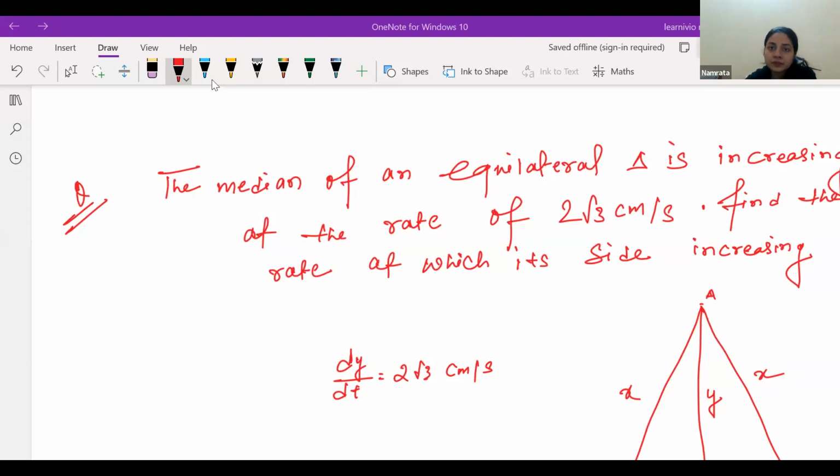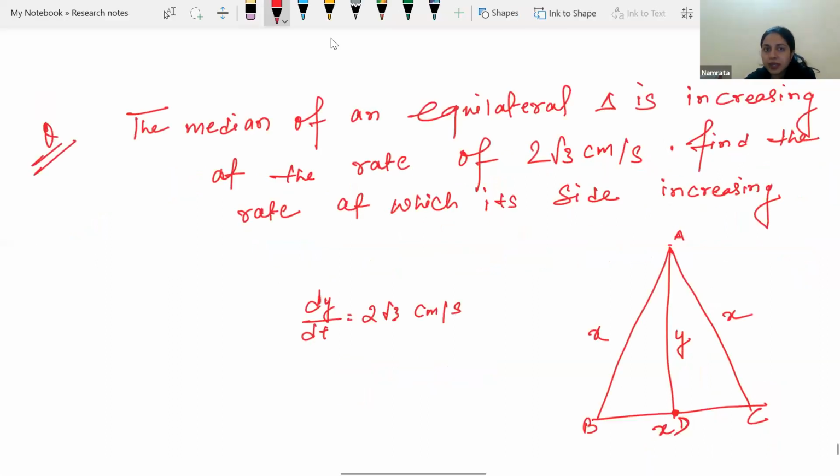Median means we will drop a line from any of the vertex and that will touch the midpoint of the other side. That's the meaning of the median. So when we are talking about an equilateral triangle, this median is also the altitude. Okay, it will make 90 degrees.